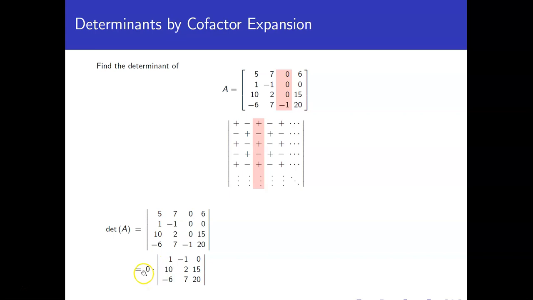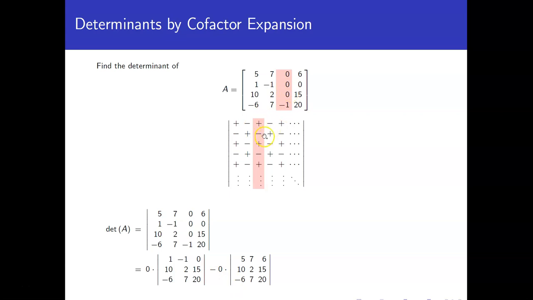All right, so it was a positive 0. So that's why I just have a 0 here. And then we multiply by a new matrix, or the new determinant, pardon me. Now this is called the minor associated with this entry. And here's how we get it. So this 0 came from this spot in row 1, column 3. So we eliminate row 1, eliminate column 3, and write down the 3 by 3 that's left. 1, -1, 0, 10, 2, 15, -6, 7, 20. We're going to do that for each of the other entries in this third column.